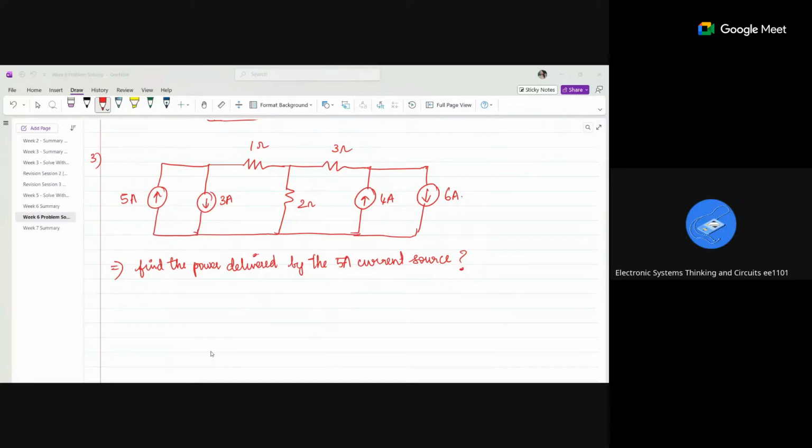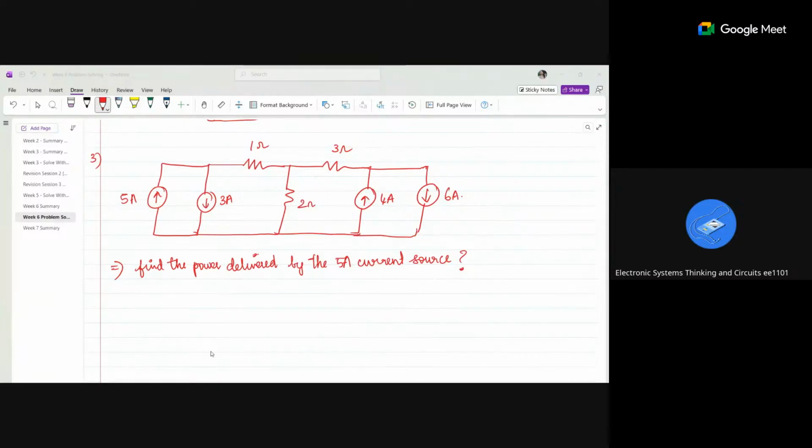How to solve it? Ma'am, 75 watts. No, it's not 75 watts. How did you get 75 watts? Ma'am, we had to find it due to the 5 ampere source. That's why I removed all the other sources and only considered the 5 ampere source. Ma'am, is it minus 5 watts? No, it's not minus 5 watts.